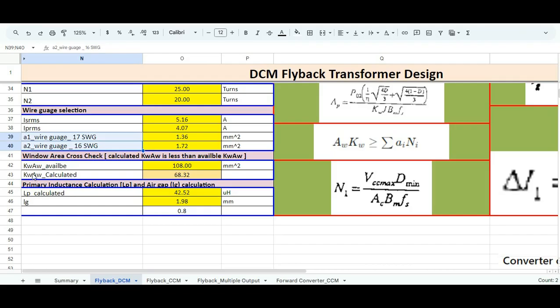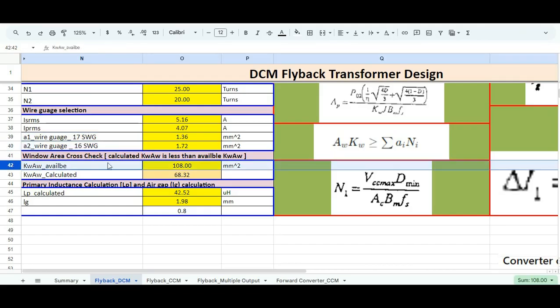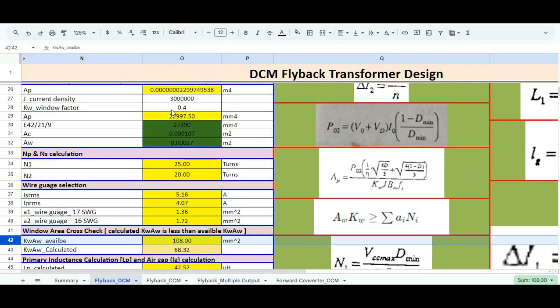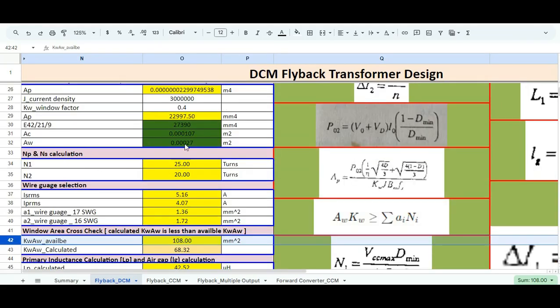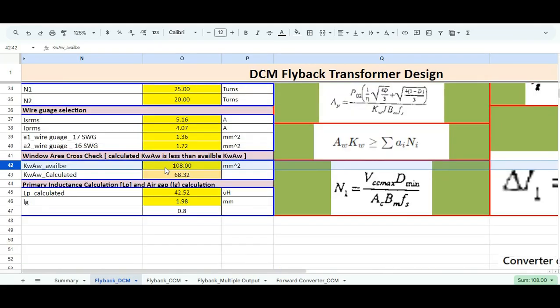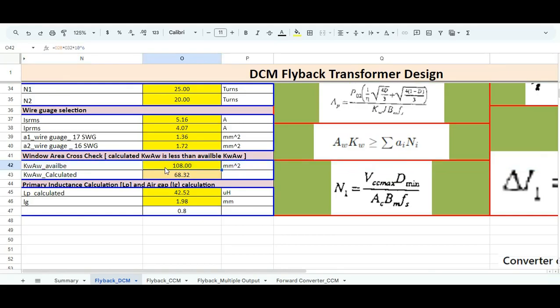Okay, now you have to calculate the KWAW available. KWAW means you have the window area, and you multiply by the window factor, which I chose here as 0.4, because of the insulation of your wire, the coil former thickness, and all the losses. The window factor means how much area you are utilizing for winding. It is around 40% only, so I'm considering 40% here. We have already got the window area, and then you multiply by KW. I'm getting 108. So KWAW available is 108.